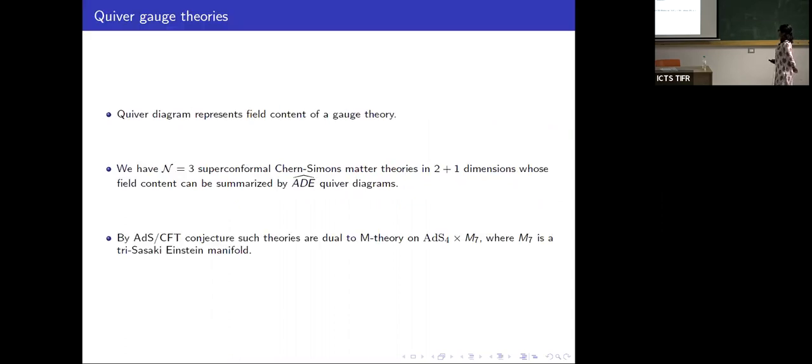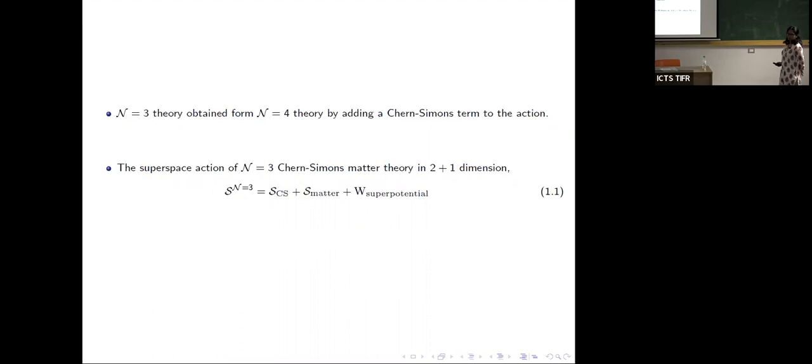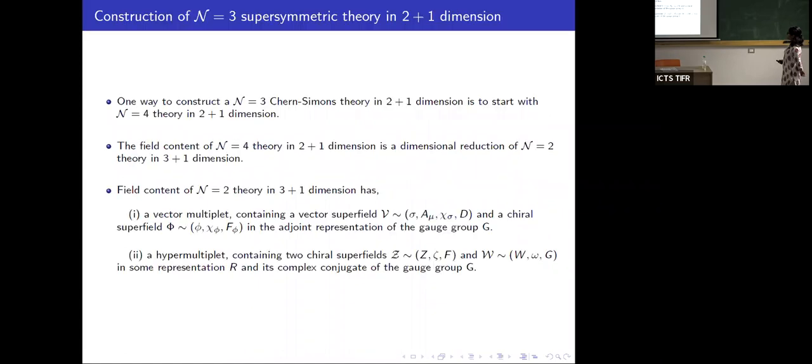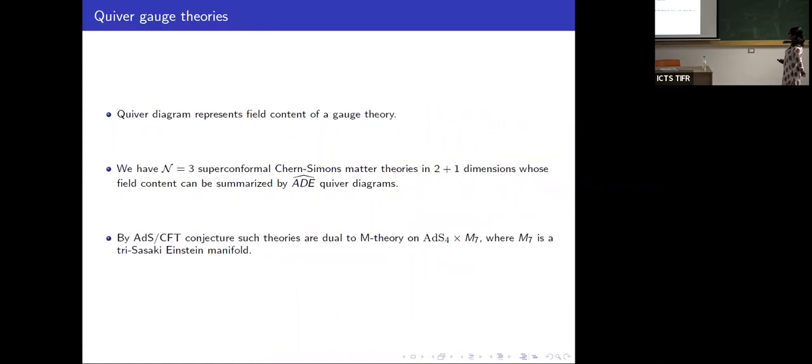Okay. So now let me describe what a quiver gauge theory is. At this stage, you have not added the Yang-Mills term. This is the superconformal theory. Okay. So now the field content I have described here can be represented by a diagram, which I'm calling a quiver diagram. It's a way to represent the field content of the gauge theory.